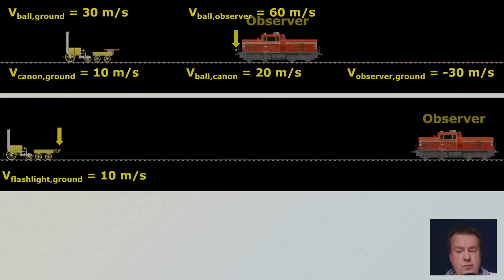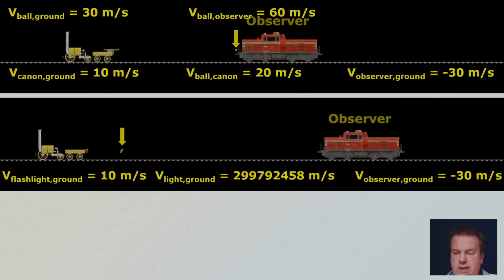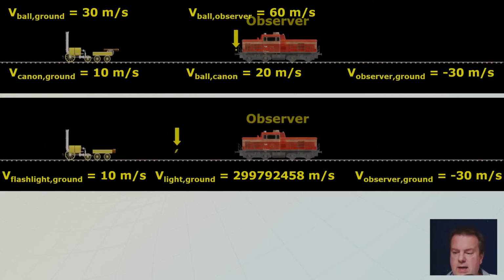The trouble with light is if we do the same with light, and here we say, well, it's not a cannon, it's a flashlight, it's not a ball, it's a flash. The flashlight will move relative to the ground at 10 meters per second. The observer will do minus 30. And, well, let's say that the light moves at the speed of light for us as viewers, stuck to the ground. Which makes sense, why not? Then we do the animation. And I have to say, this animation is incorrect.